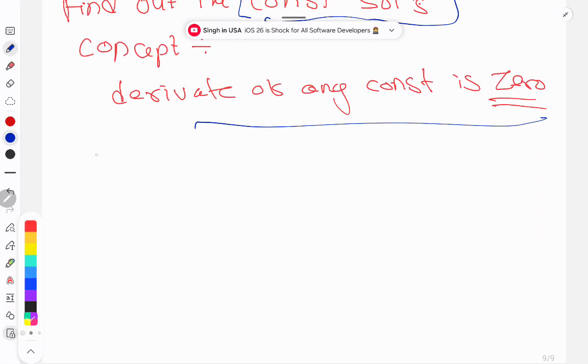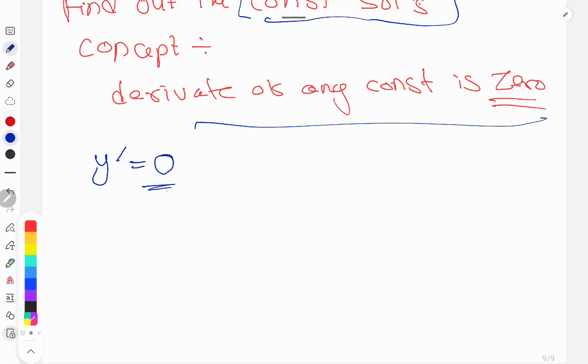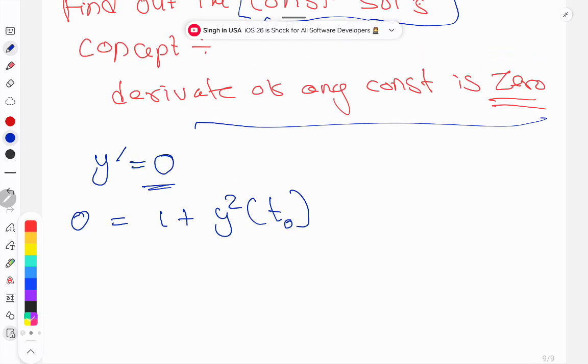Take y dash equal to 0. Okay, take y dash equal to 0. When you take y dash equal to 0, this was the question, 0 equals 1 plus y square. Instead of this t, say t naught, because we are finding the constant solutions. So y square t naught is equal to -1.